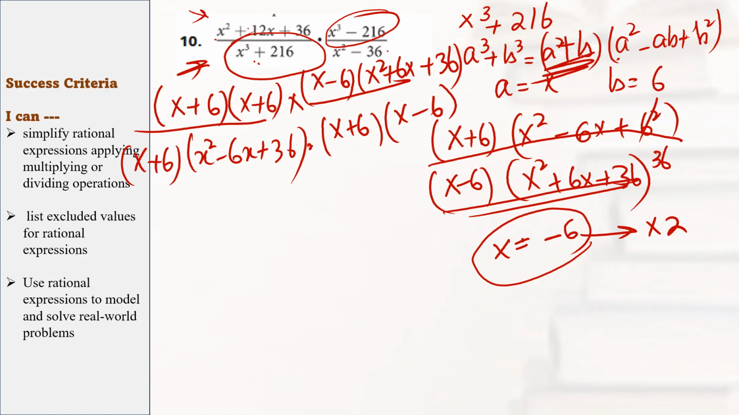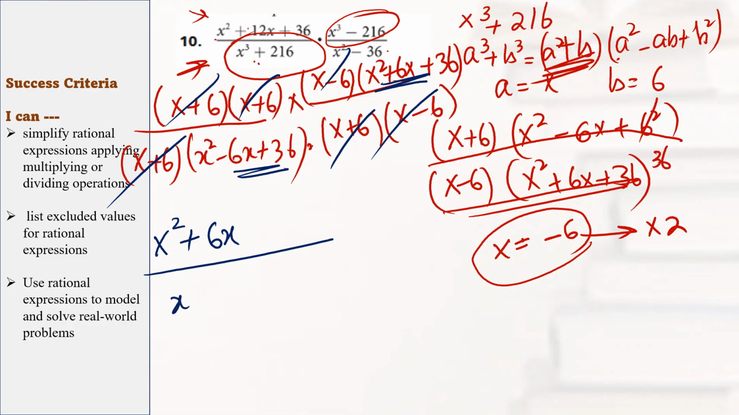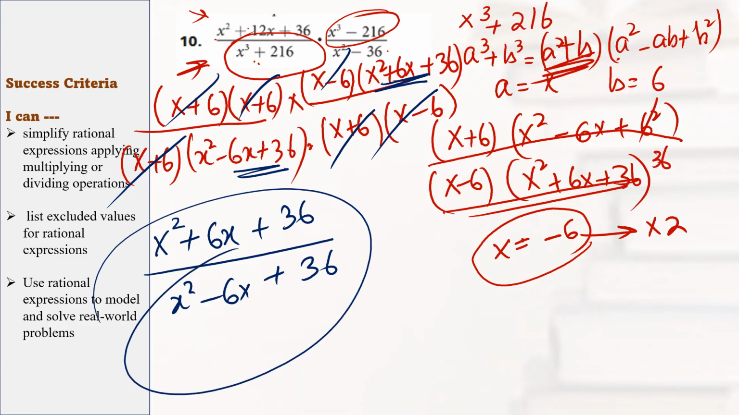Now cancel whatever can be cancelled. So x plus 6 cancel. This plus 6, this plus 6 cancel. X minus 6, x minus 6 cancel. But these two values are not cancelled because one has a plus 6x and one has a minus 6x. So you cannot cancel. So this is our final answer.